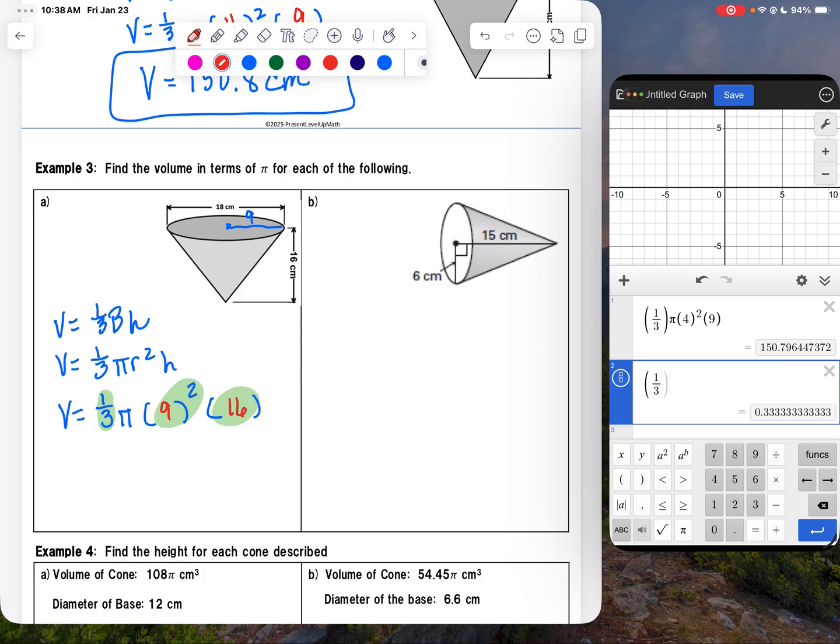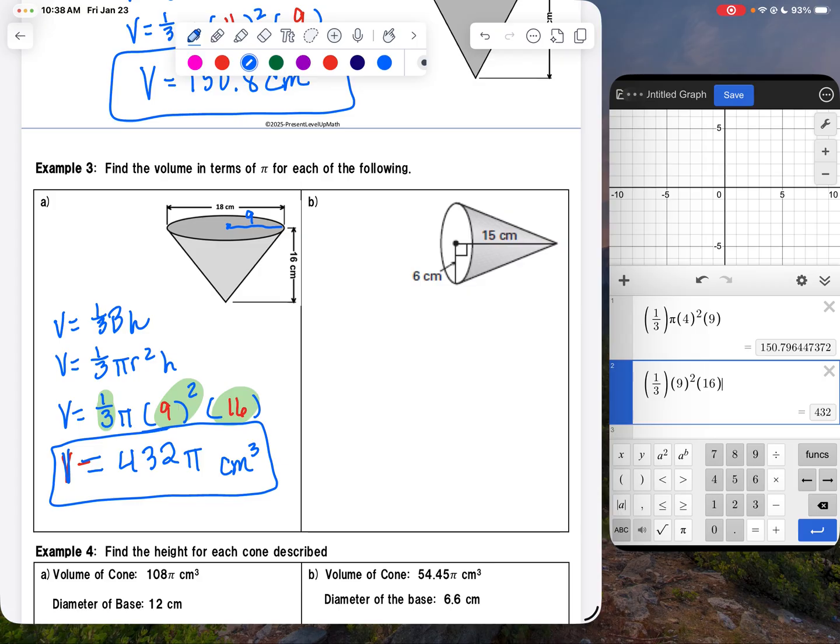1/3 times 9 squared times 16. And that gives me 432, and then we have our pi. Because I'm leaving my answer in terms of pi, you're not going to multiply 432 times pi to get a decimal answer. You're going to leave it like this as an exact answer. And then our units are cubic centimeters.